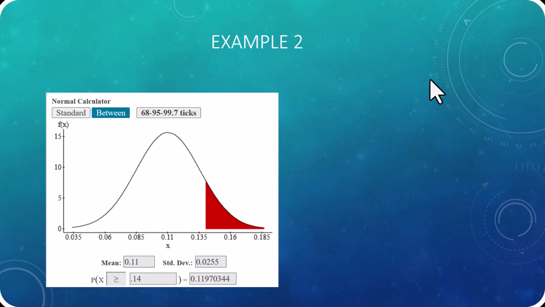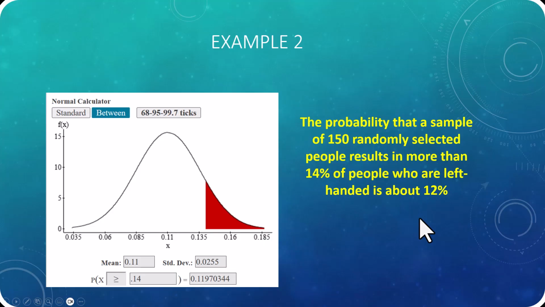So from the results we got, either by using the formula and calculating it by hand and using a z-table, or by using technology, we can say that the probability of a sample of 150 randomly selected people resulting in more than 14% of people who are left-handed is about 12%. And again, that's just rounding this value to the nearest percent.